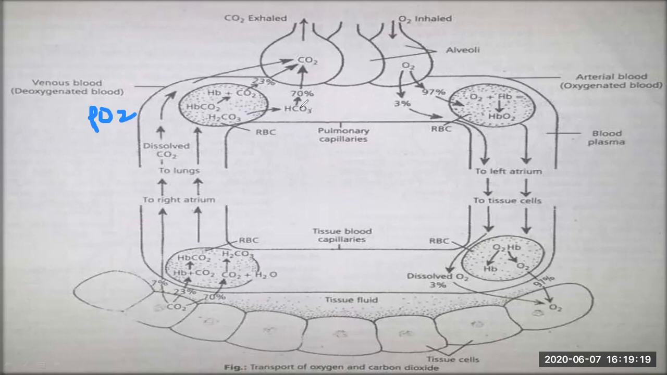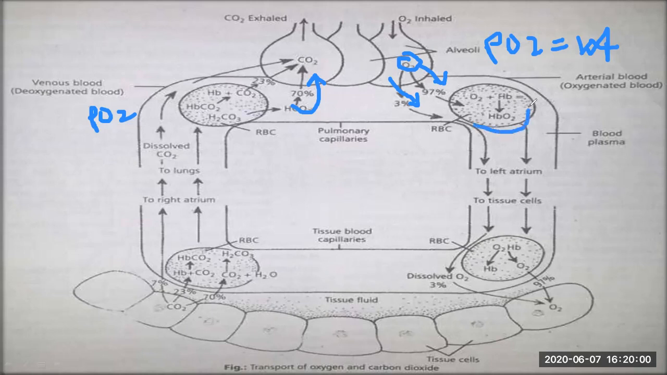When it reaches the alveoli, gaseous exchange takes place. The CO2 concentration is high in the pulmonary capillaries, so CO2 enters the alveoli, and the oxygen concentration in the pulmonary capillaries is low, so oxygen comes from the alveoli into the pulmonary capillaries. In this way gaseous exchange takes place, because the partial pressure of oxygen in the alveoli is 104 mmHg.